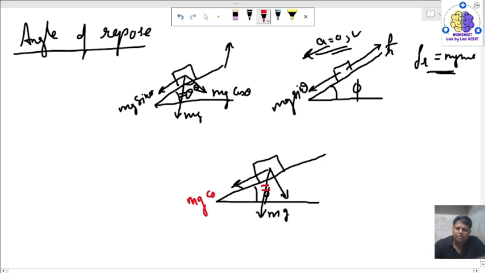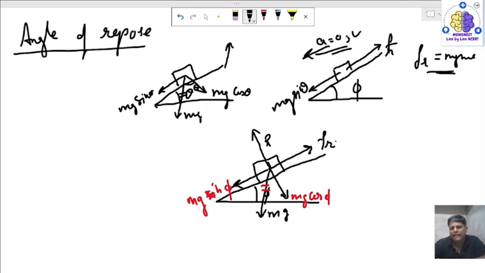This is mg sin phi and this will be mg cos phi. Now because of this mg cos phi, there will be a normal reaction force R in the direction vertically upward, but perpendicular to the inclined plane. So this will be R. Now since the block is moving in the forward direction, there will be a frictional force acting opposite to the direction of motion. So this will be your frictional force, right?